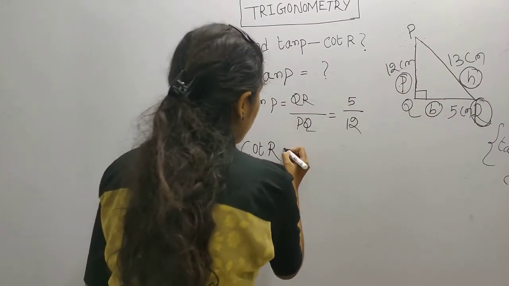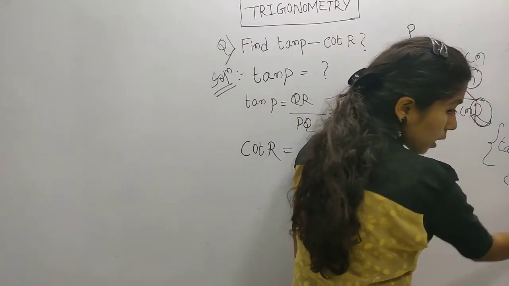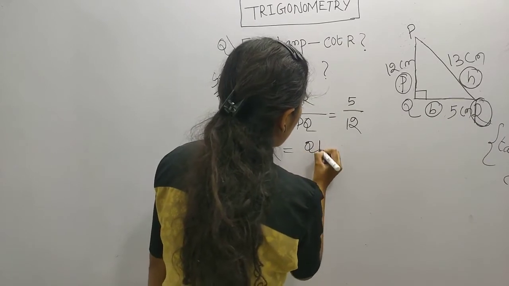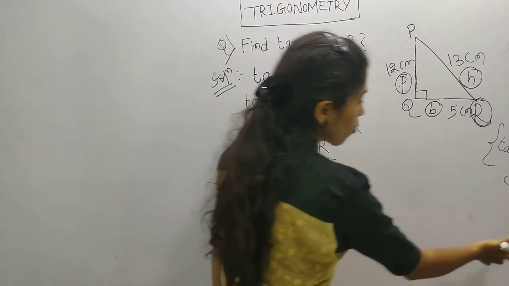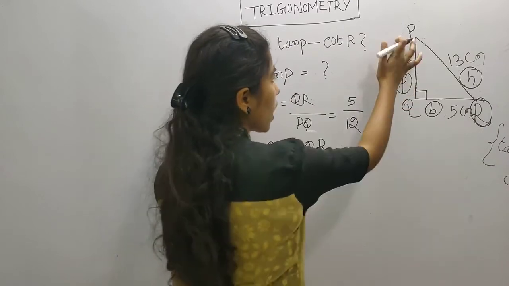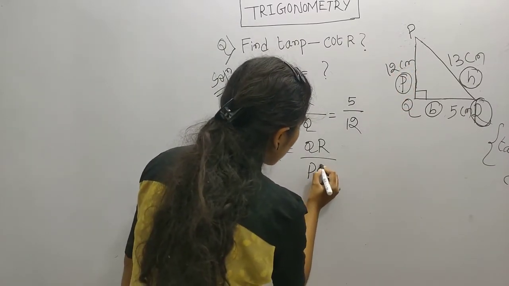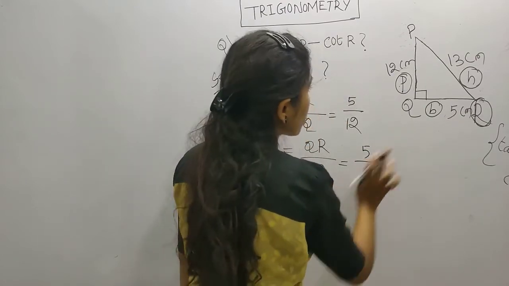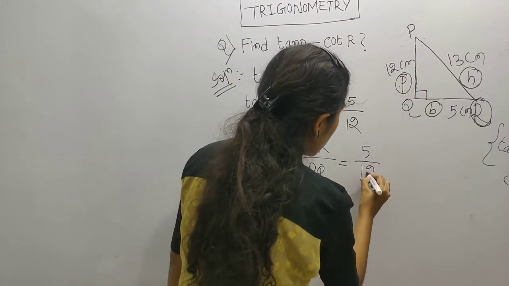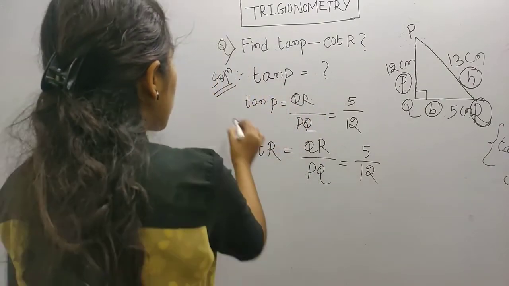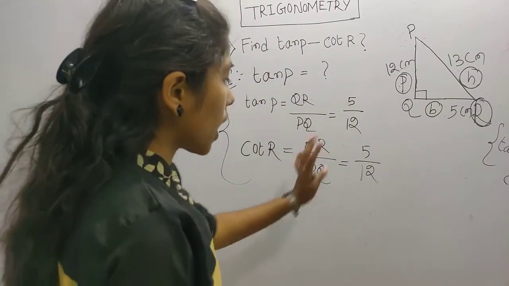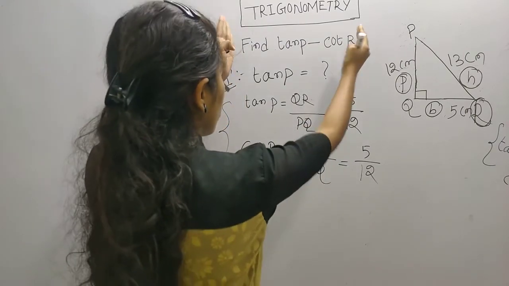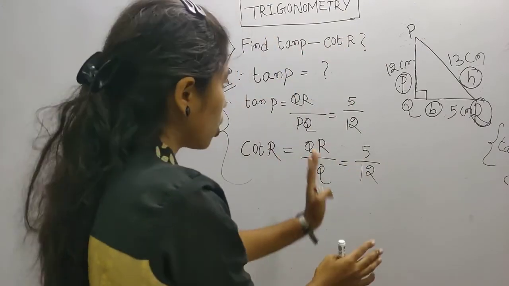Over. So in cot, what will come first? Base. Which is the base? QR. So you write QR by what? Perpendicular. Which is the perpendicular? PQ. QR is 5, PQ is given as 12. So 5 by 12. Now you can see tan P and cot R are both the same: 5 by 12, 5 by 12.